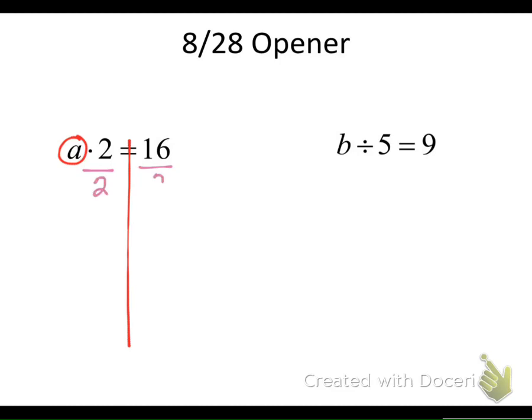Perfect. Cancel those. Bring my variable a down. My equal sign on my line of equality. David, 16 divided by 2. 8. And final answer, so I box it in. Perfect. Good job. Nice. Impressive.